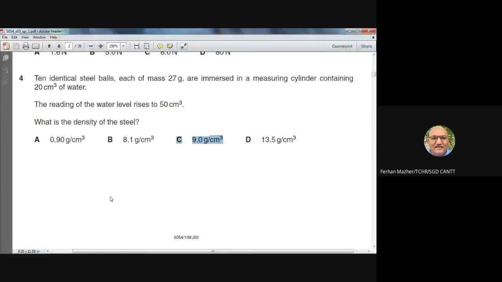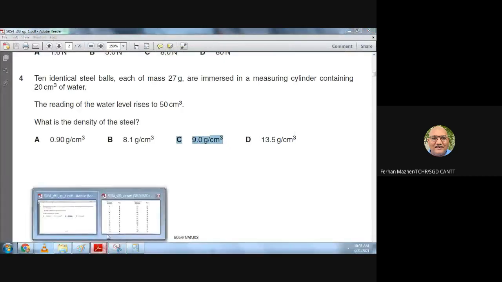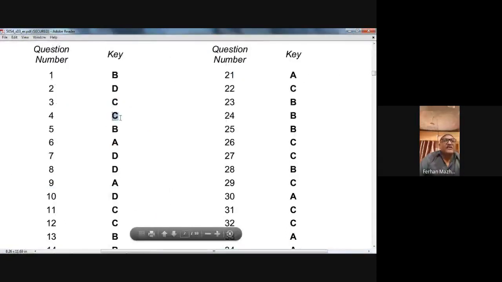Question number 4, C is the choice. So let's check the marking scheme. Question number 4, C is the right choice.